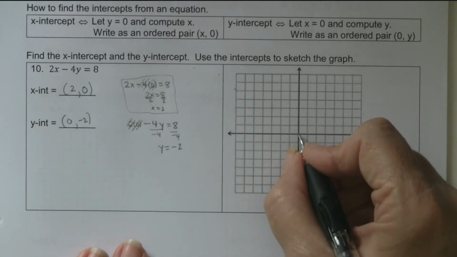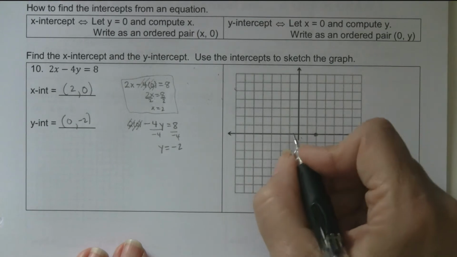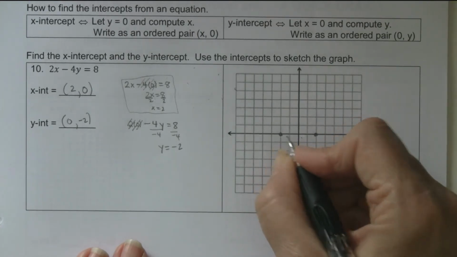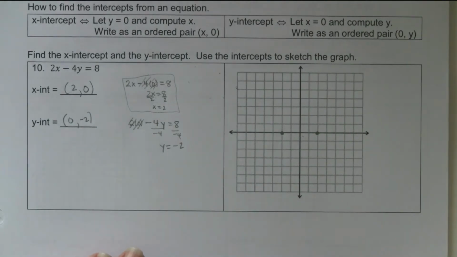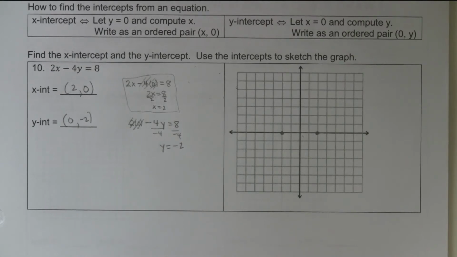So over 2, up 0. Over negative 2, up 0. And so I hope that you're seeing that I made a boo-boo, because I made a boo-boo on purpose. And that happens to people quite a bit. Now, a couple of ways I can know that I made a boo-boo.